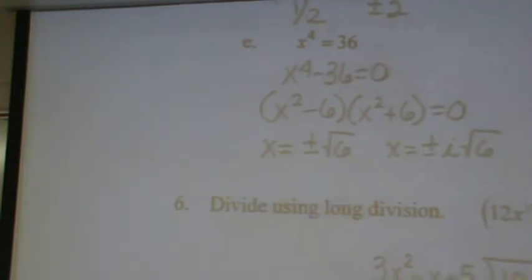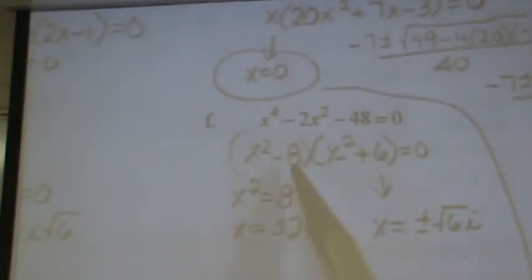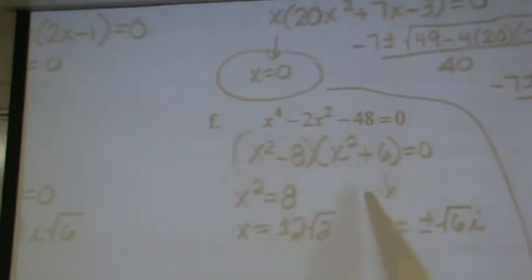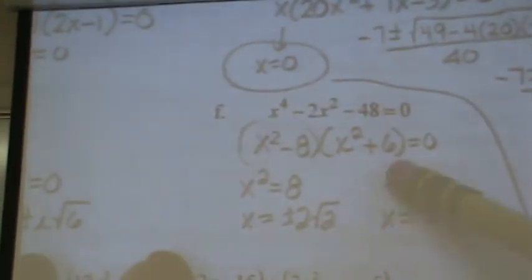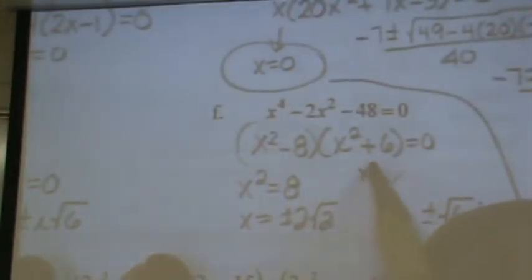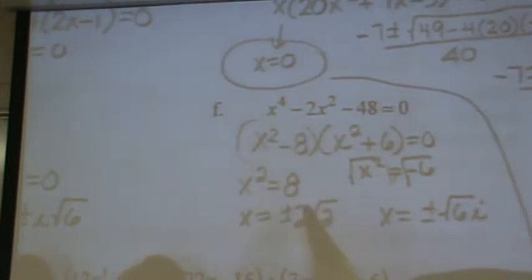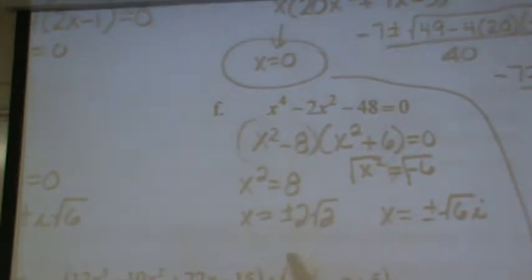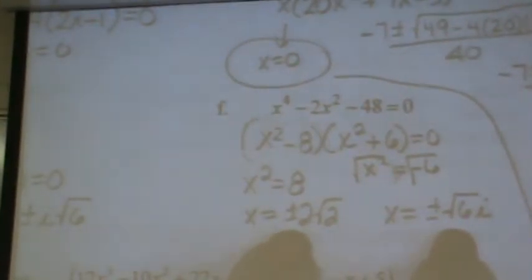F is factorable. It's x squared minus 8, x squared plus 6. So you set each of these equal to 0. This is the same. If you set this equal to 0, x squared equals negative 6. Square root both sides, and you get plus or minus root 6i, and then this one, plus or minus 2 root 2. So you have 2 real and 2 imaginary for this one.